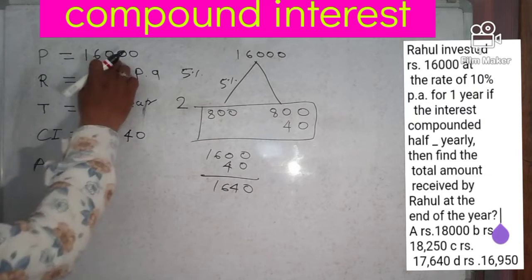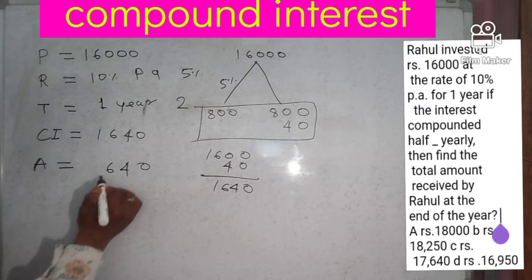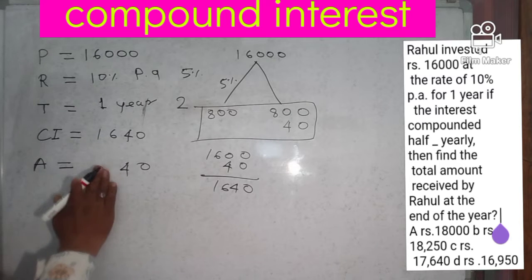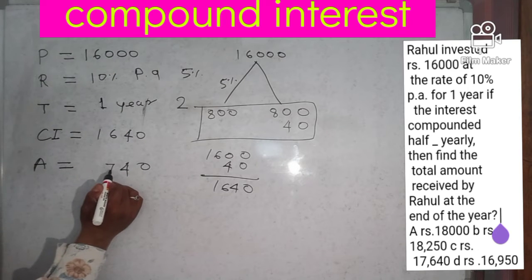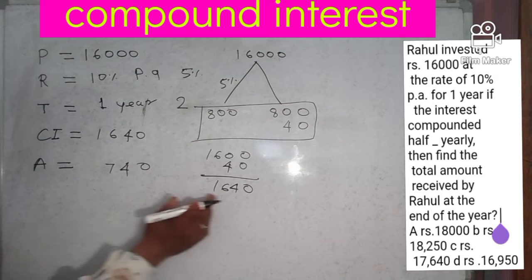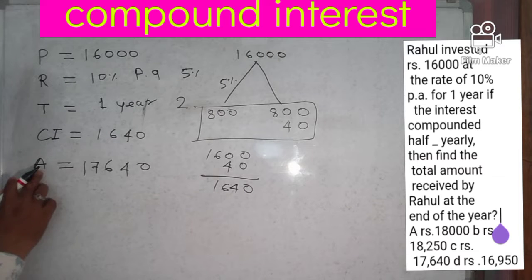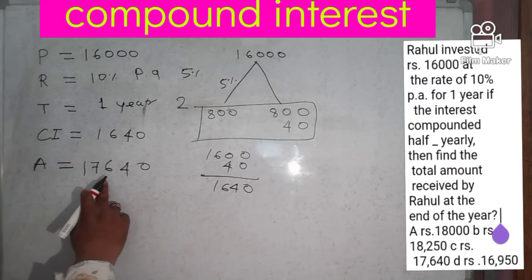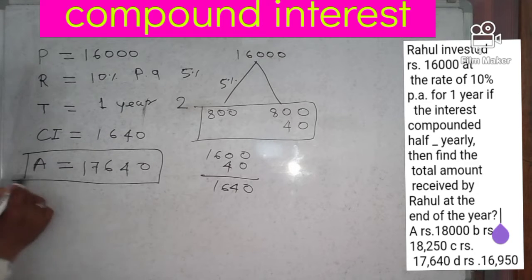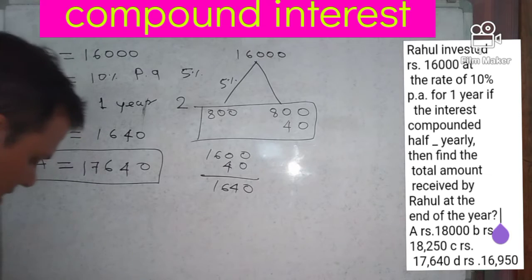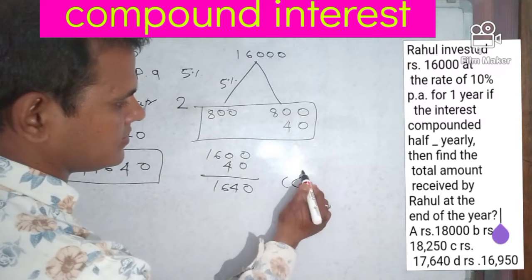So the amount is principal plus compound interest. So 0, 4, 6 and 1 will be 7. 1, 2nd, 6, okay, and 7. So our answer, the amount, will be 17,640. So the amount is 17,640. Option number C is correct, right?